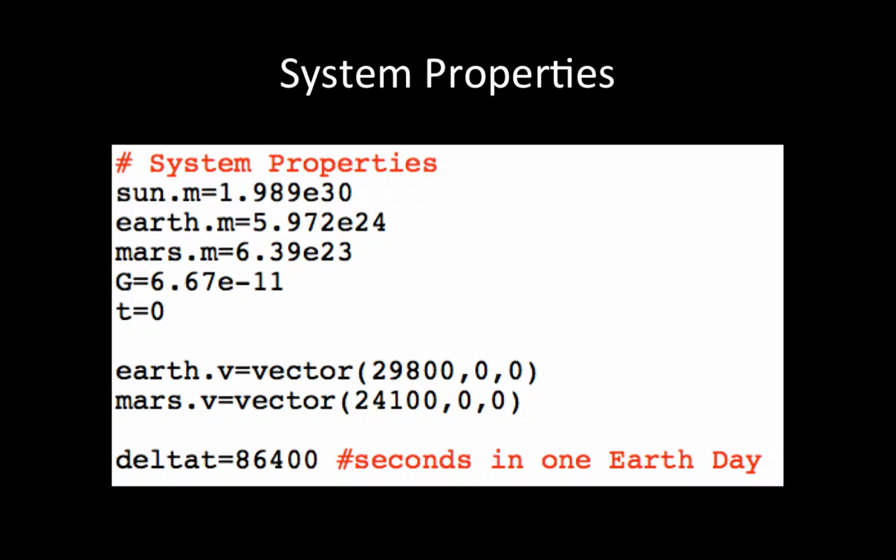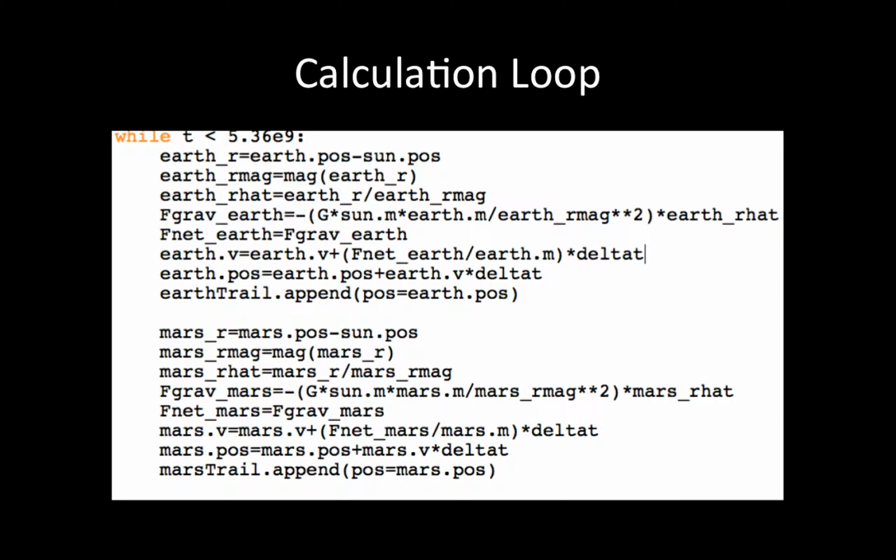For my small time delta t, I chose 1 Earth day, or 86,400 seconds. In order to calculate the velocity and position of each planet over time, I used Newton's second law. Here you can see I calculated the force of gravity acting on each planet by the Sun and used this as my net force. With this, F net, I used Newton's second law.